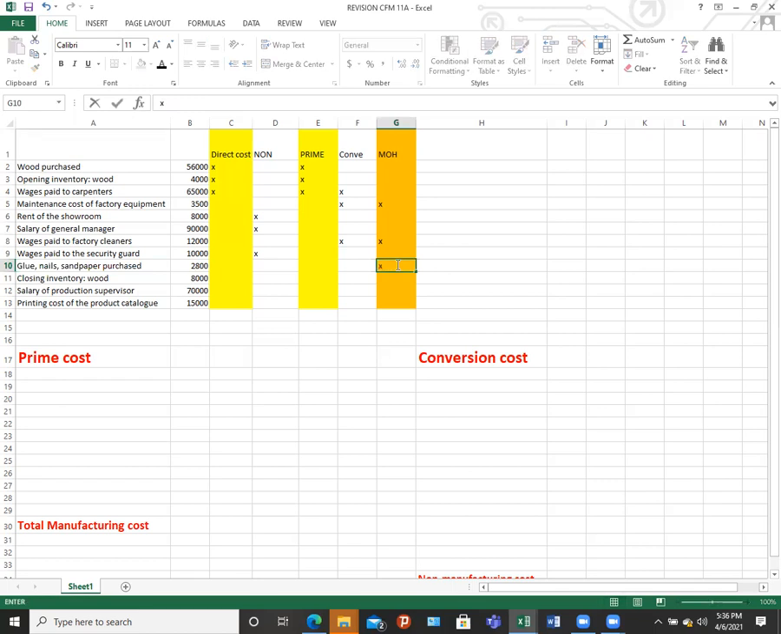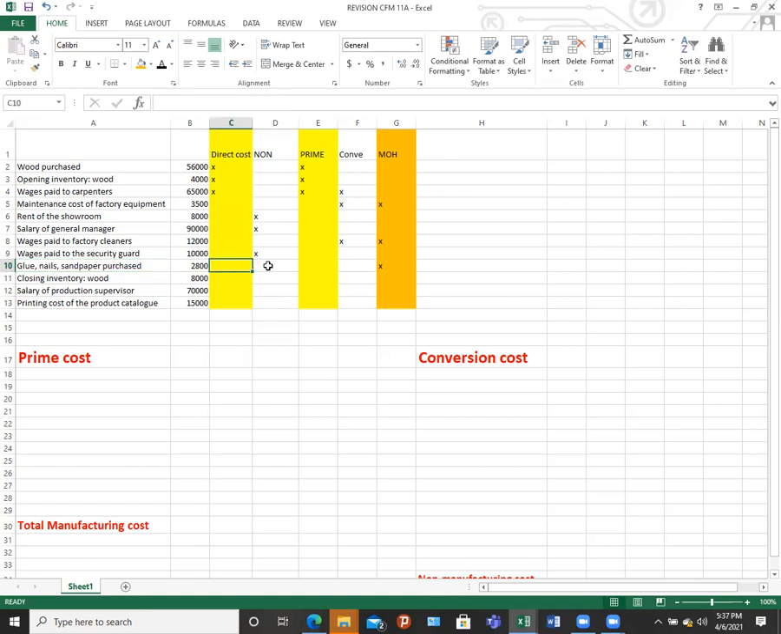Listen, guys. Sometimes they can say glue and nails and sandpapers. For a special glue and nails, they can say it is considered as a direct material, which means you're going to include it under direct material.